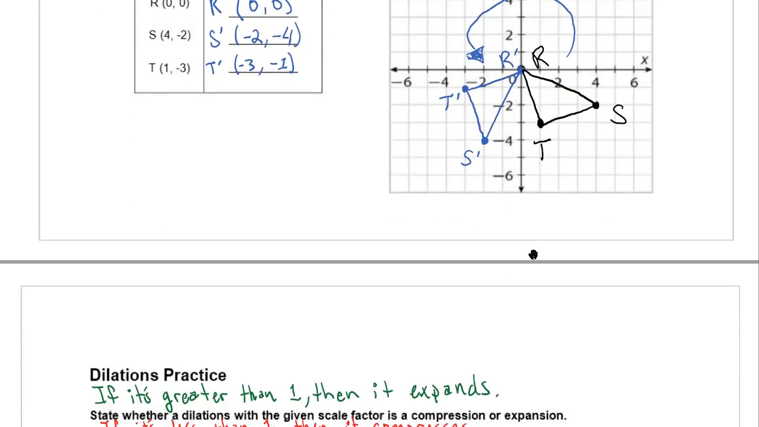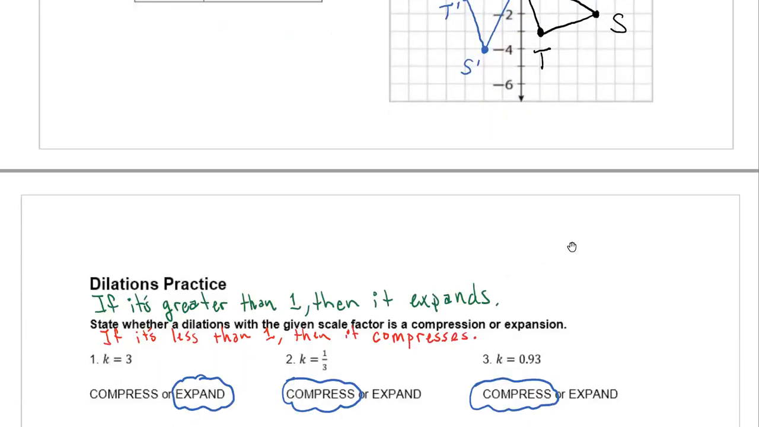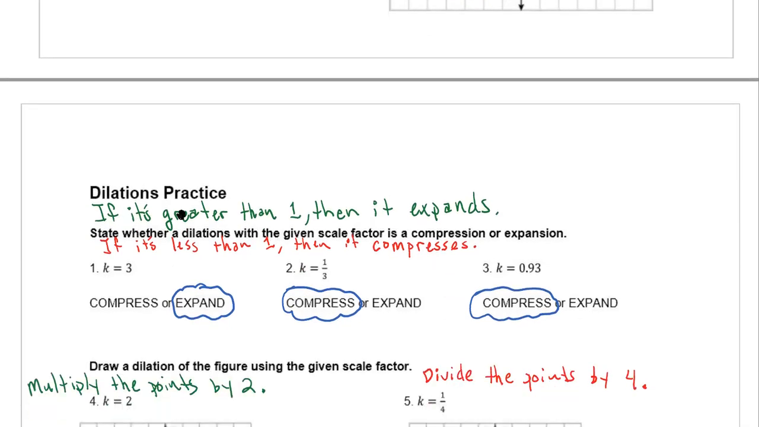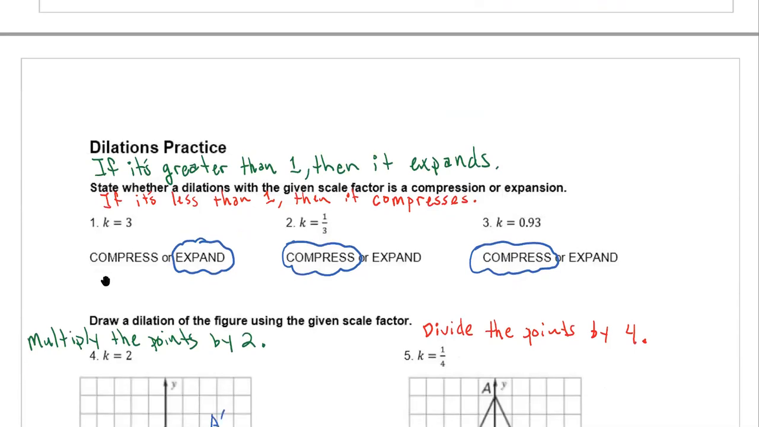Okay. Moving on, dilation. A dilation is something that expands or compresses. If it's greater than 1, so 1 would be our neutral point, then it expands. If it's less than 1, then it compresses, it shrinks. So bigger than 1, it gets bigger. Less than 1, it gets smaller. If k equals 3, this is going to expand. K equals 1/3, that's less than 1, so it's going to compress. K equals 0.93 is going to compress because it's less than 1.